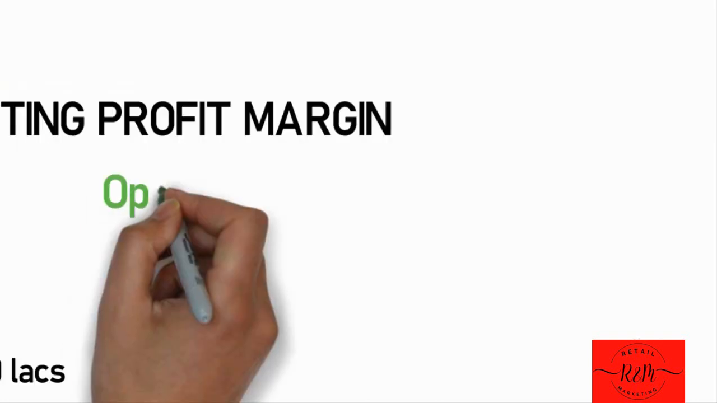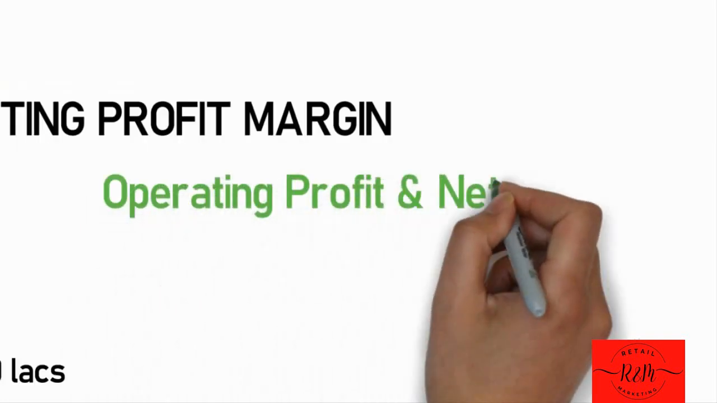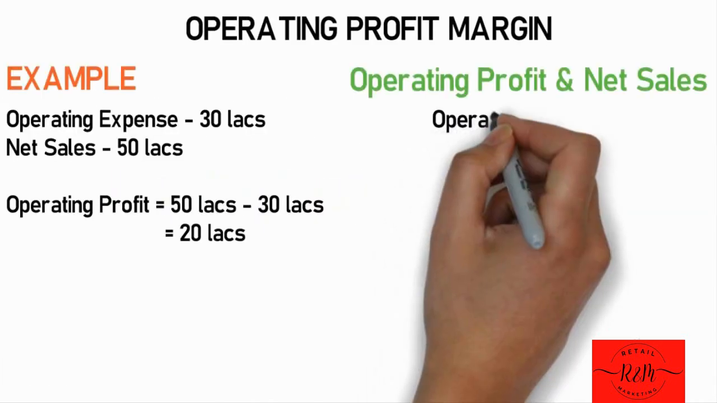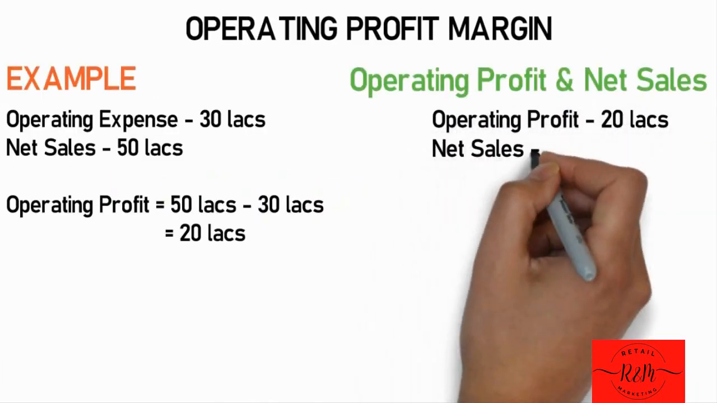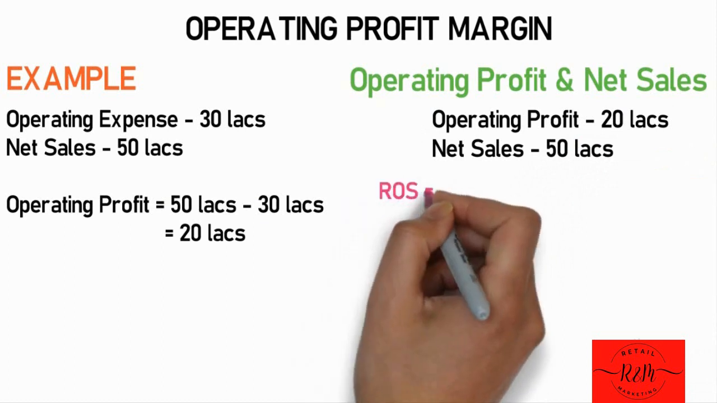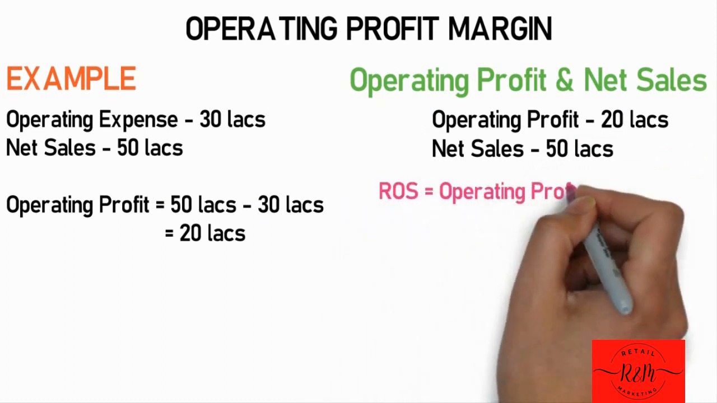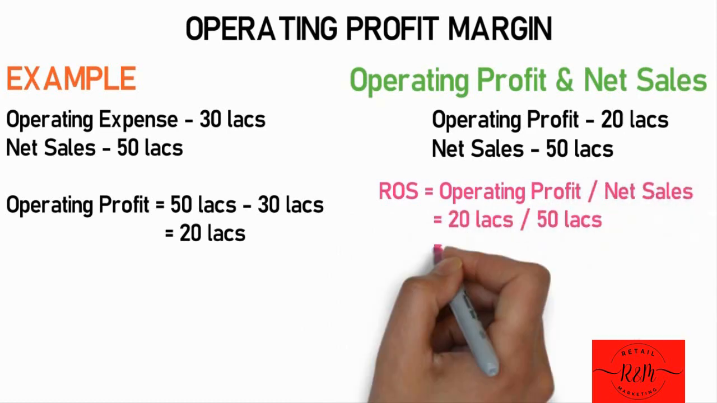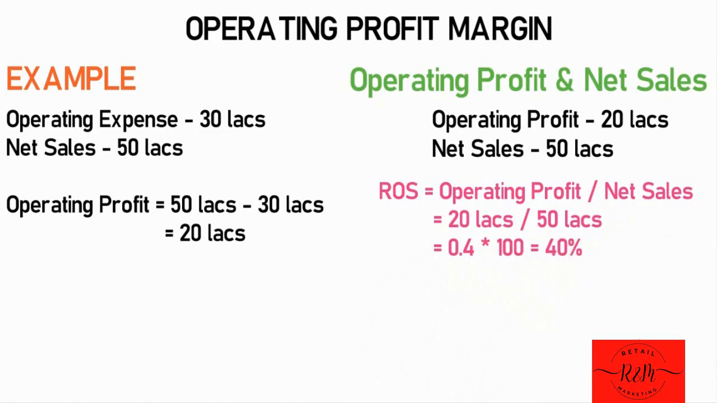So to calculate the return on sale, we need operating profit and net sales. Here in this example, the operating profit is 20 lakhs as we have calculated and the net sales is 50 lakhs. So the return on sale will be operating profit divided by the net sales, that is 20 lakhs divided by 50 lakhs is equal to 0.4. Now we have to multiply 0.4 by 100 so that it will be 40%. So in this example, the return on sales is 40%.